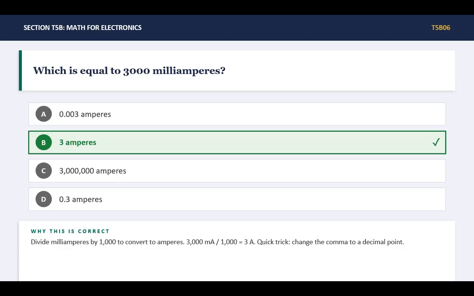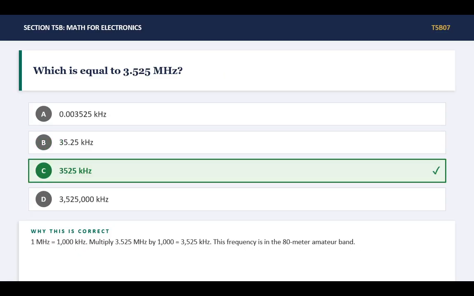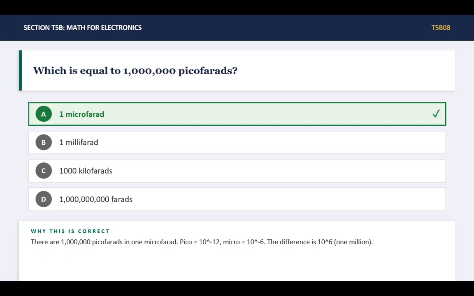A quick trick, change the comma to a decimal point, which is equal to 3.525 megahertz. C. 3525 kilohertz. 1 megahertz is 1000 kilohertz, so you multiply 3.525 megahertz by 1000, and that equals 3525 kilohertz. This frequency is in the 80 meter band, which is equal to 1 million picofarads, 1 microfarad. There is 1 million picofarads in 1 microfarad.